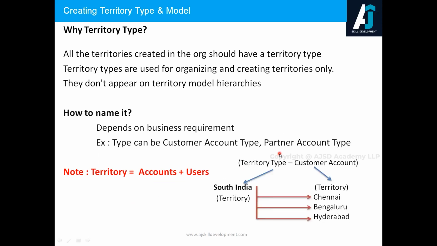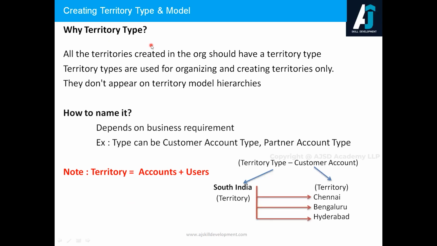What is meant by territory types? Let's say, for example, we have a territory called South India. Under the territory, we have a couple of more territories called Chennai, Bangalore, in the hierarchy, right? Chennai, Bangalore, Hyderabad are the territories which are coming under the main territory called South India. So to create a territory, we need to create a territory type first.